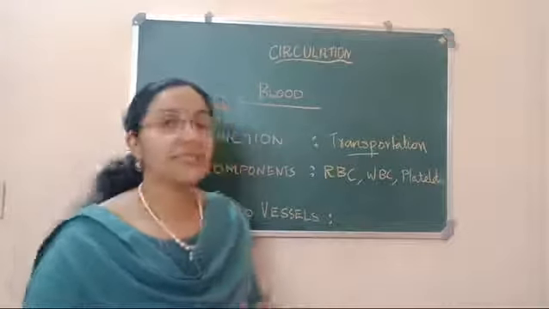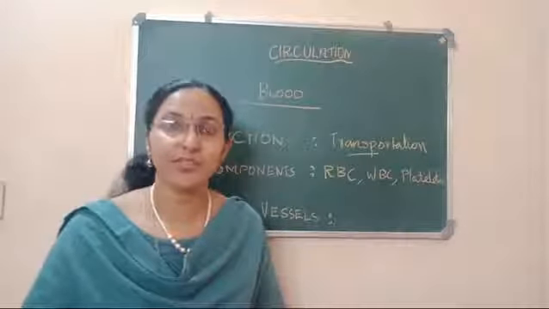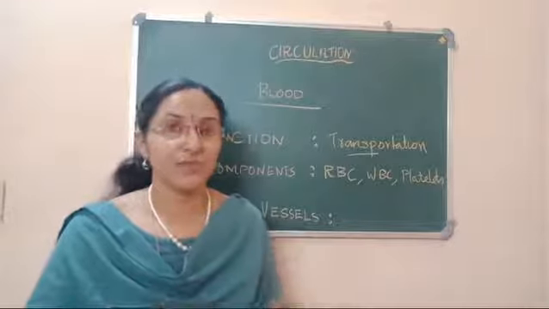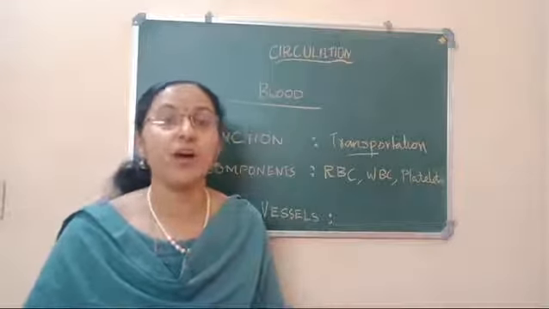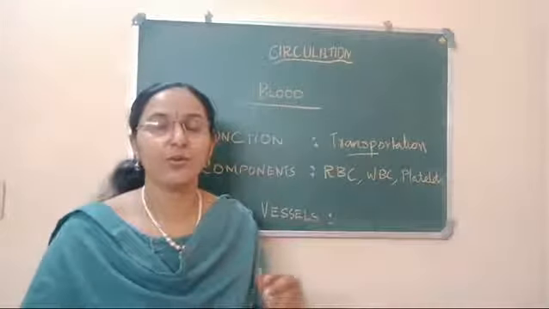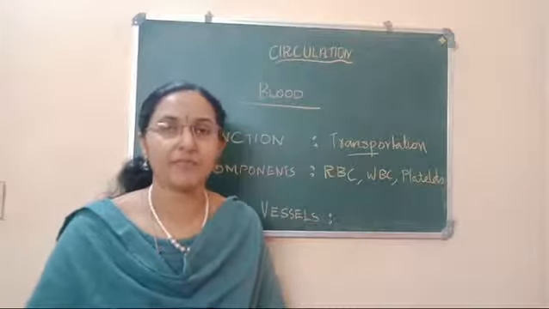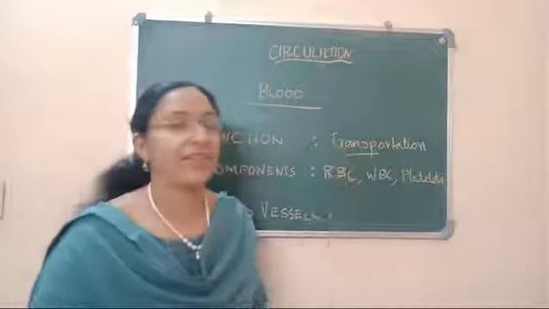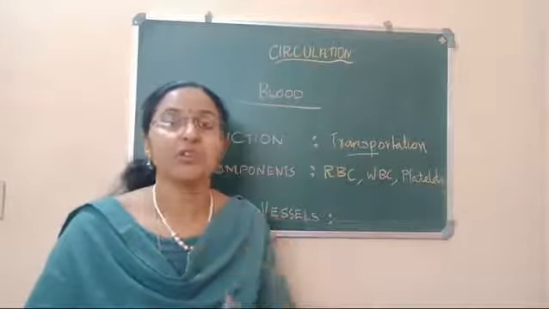The next one is WBC. Have you heard about WBC? White blood cells. They kill germs. They fight against the germs that may enter our body. The next one is platelets. Have you ever seen, when you get a wound on your leg or anywhere, that after some time blood clots there? With the presence of these platelets only, the blood is clotted.